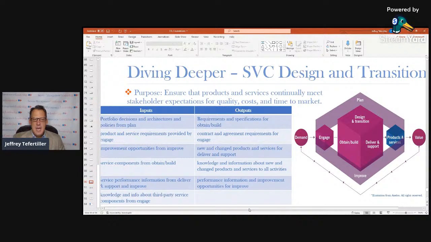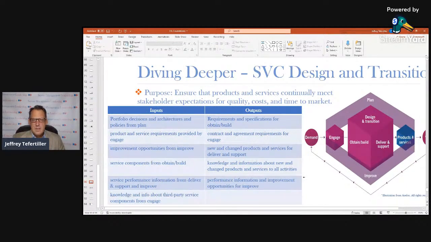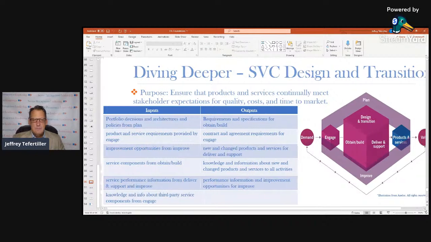All right, so now let's look at design and transition. The purpose is to ensure that products and services continually meet stakeholder expectations for quality, costs, and time to market. So if you think of design and transition and that definition, ensure that all products and services, so everything that we deliver, continually meets expectations from the stakeholders. See, that's the engage that has to go all the way across for quality, costs, and time to market.